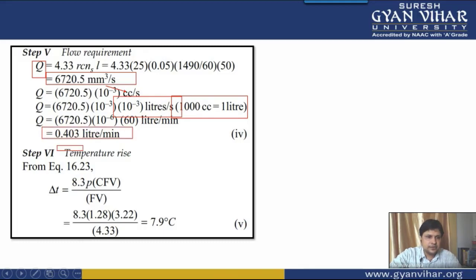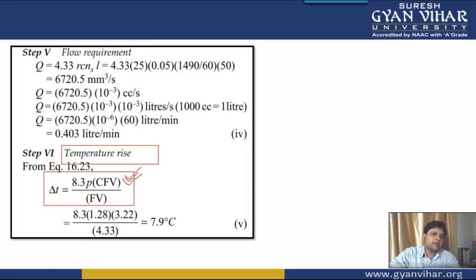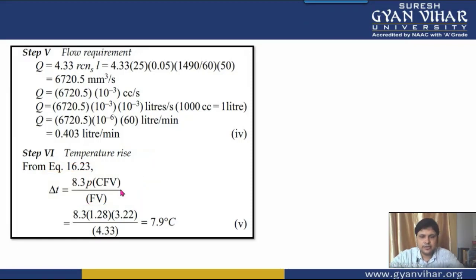At last we are going to calculate the value of temperature rise. And how we will get this temperature rise value? Here in the previous equation which I have told to you, in that equation we have derived this formula. If you have not seen this formula, then try to memorize this formula. This is an important formula. This is used for calculation of temperature rise, and it is given by 8.3 into P into CFV upon FV. CFV is the coefficient of friction variable, and FV is the flow variable. So these two values, coefficient of friction variable and flow variable, we have seen in the discussion also.